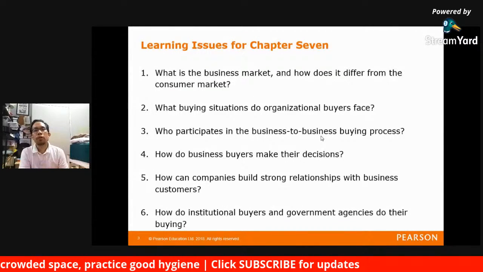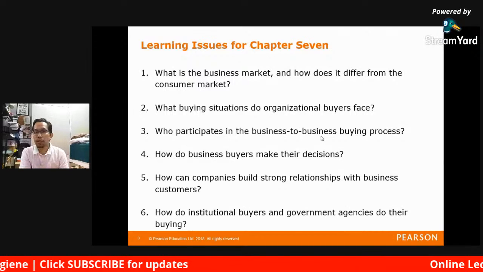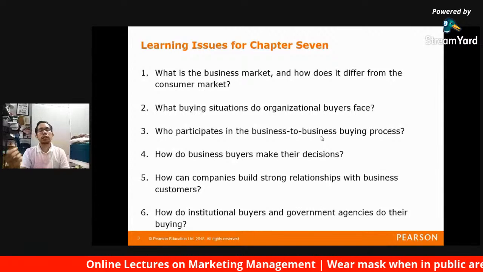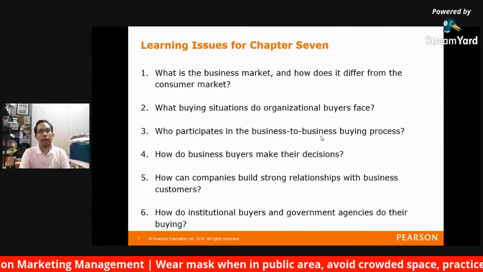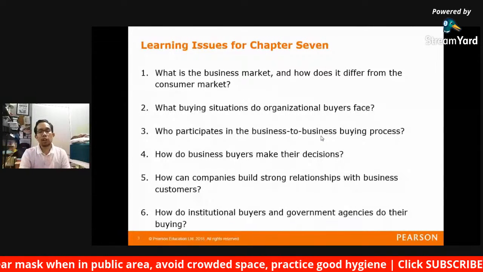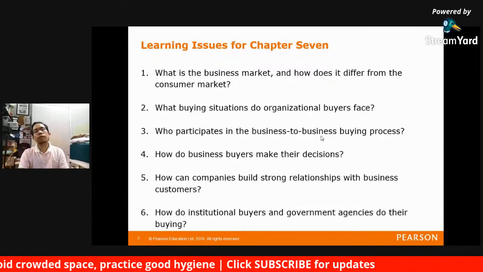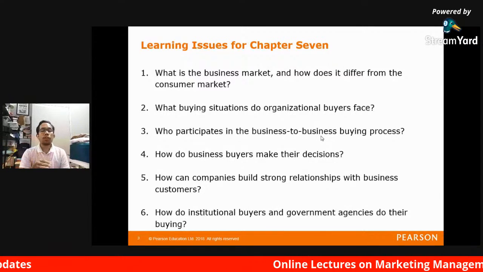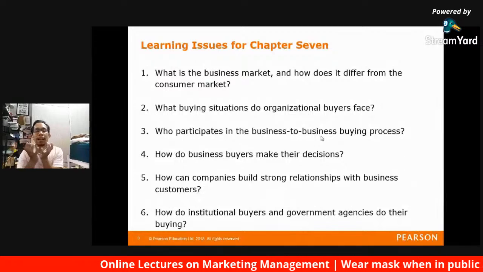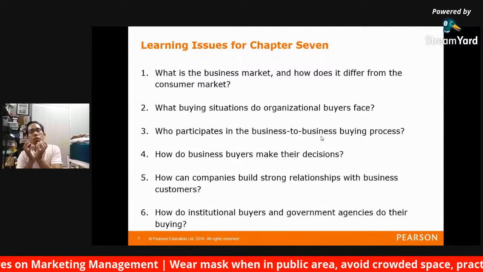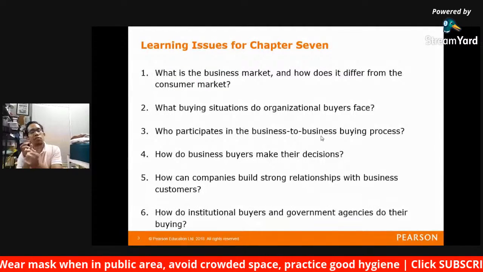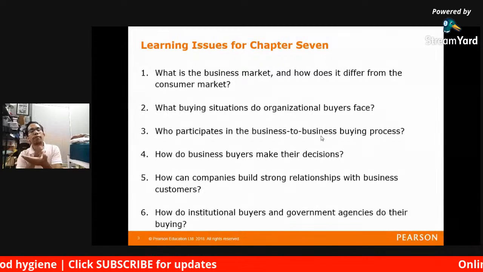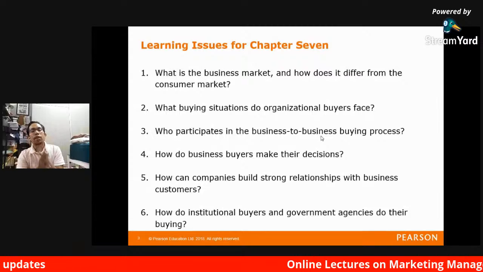So different. Who participates in the business-to-business buying process? In the consumer market, the individual acts as the person who makes the decision, buying a product, considering the alternatives, and evaluating the options. The only person involved is the individual. Compared to that, business is much different, because of the decision making unit, or what we call the DMU. The DMU comprises certain people who have specific technical expertise. So this requires a very lengthy and very complex process, right?